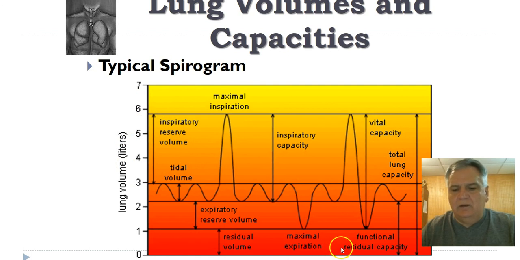And then finally, we have here the functional residual capacity. Okay, so this is the amount of air that actually most of the time stays in our lungs during normal quiet breathing. So unless we really try to blow out that extra air, this is the amount of air that's actually not being exchanged while we're sitting there in normal quiet breathing. So this is a typical spirogram that shows those different features. Okay.